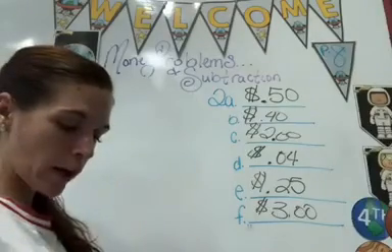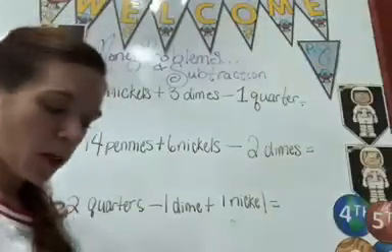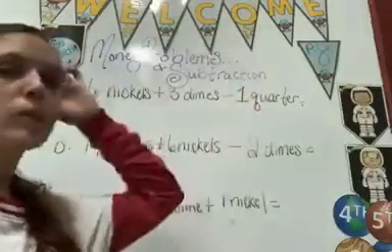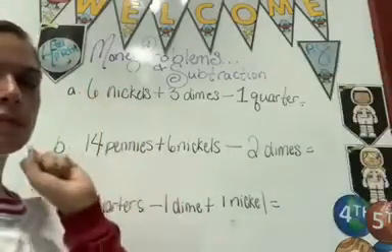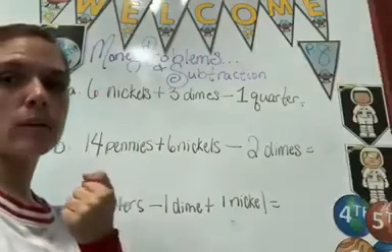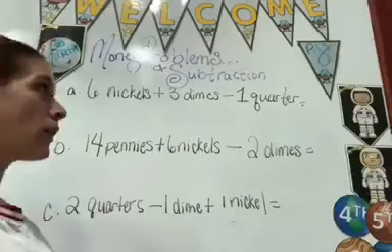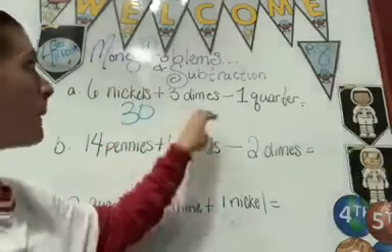Number 3 is a little bit harder, so we're going to do that one together right now. Look at number 3 in your book. Look at 6 nickels plus 3 dimes minus 1 quarter. Okay, so let's count this. 6 nickels is how much? Well, a nickel is 5, so what's 6 times 5? Quick. 30, okay? We're just going to put 30 right here. We don't have to put the format yet. It's all going to be okay.